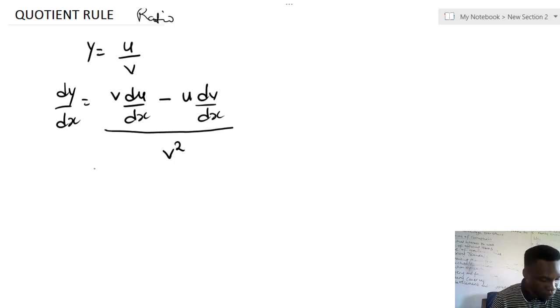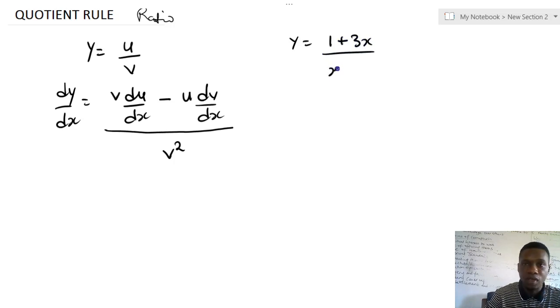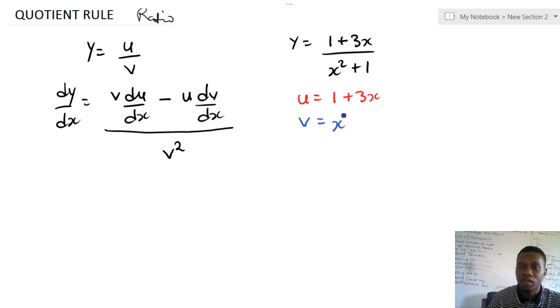Let's give an example. We're given a question where y is equal to 1 plus 3x over x squared plus 1, and we're asked to find the derivative of y. How do we solve this? Remember, first of all, you bring out the values for your u and your v. Our u will be 1 plus 3x, since u is the numerator, and our v will be x squared plus 1. Then the next thing we have to do is to bring out the derivative of each of them, for the u and for the v.